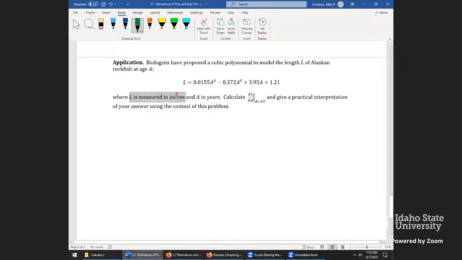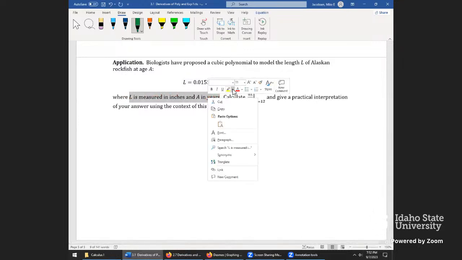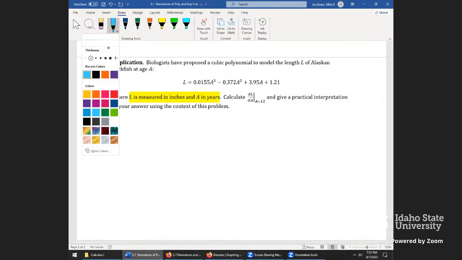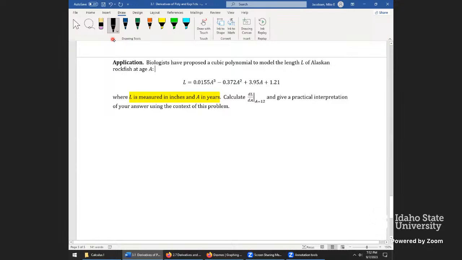So let's take a look. L is measured in inches, A is in years. We should return to that. I'll highlight it. First thing we want to do is calculate that quantity right there. Then we'll give a practical interpretation using the context, which think of this one as kind of a preview or warm-up problem. First thing we do is exactly what we would expect to do in this section. We're going to differentiate a rather large-looking polynomial. But if it says to calculate dL/dA, evaluated at A is 12, really you're just doing this, L prime. So that's a reminder, it's just Leibniz notation indicating it that way. It's the same as dL/dA.